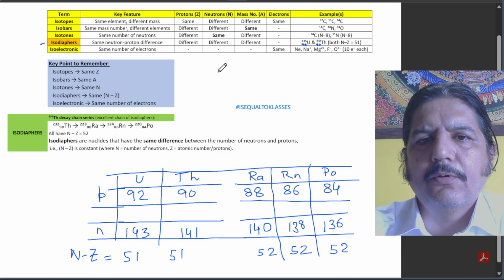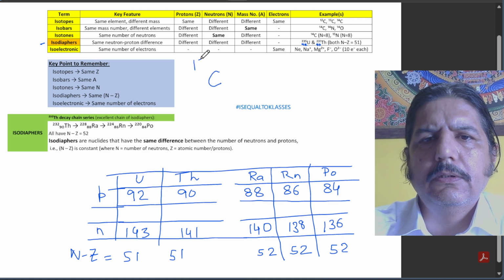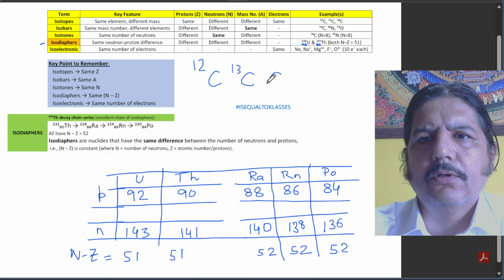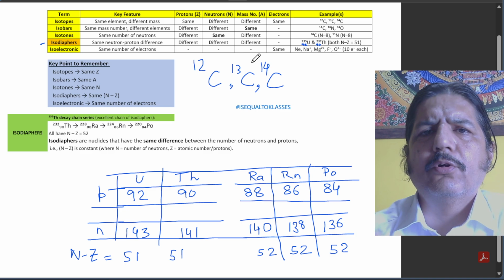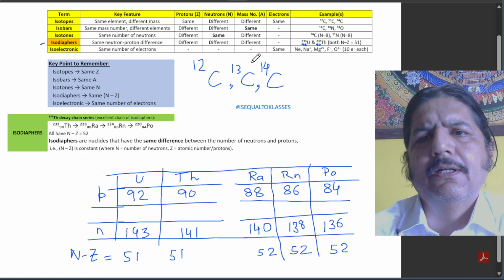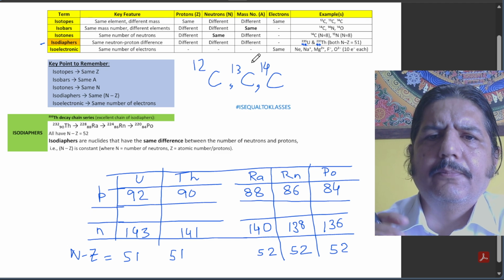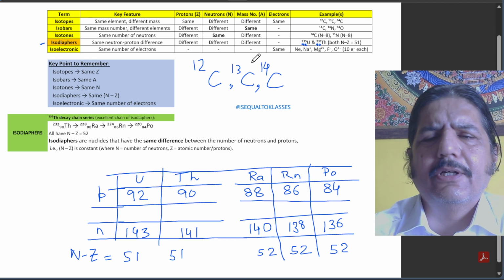I've taken the example of C12, I've taken the example of C13, I've taken the example of C14. As I've told you earlier, there would be other examples mentioned in your book, but I want to make this lecture as simple as possible. And you can refer to your book or you can Google it.